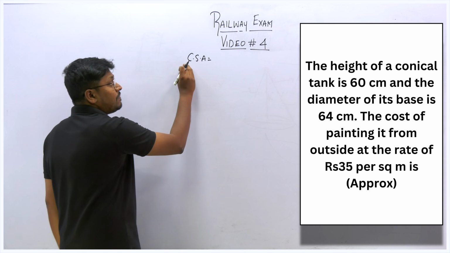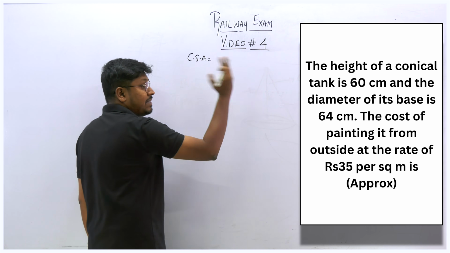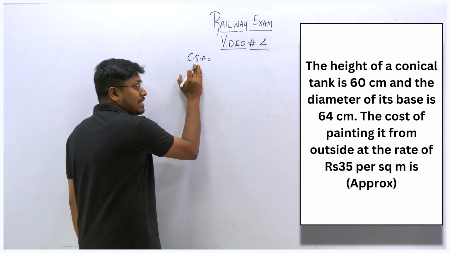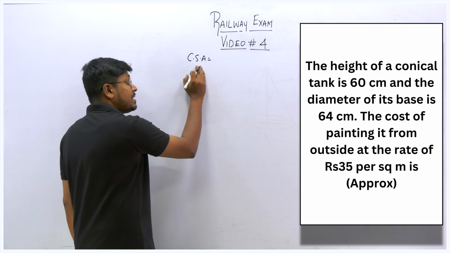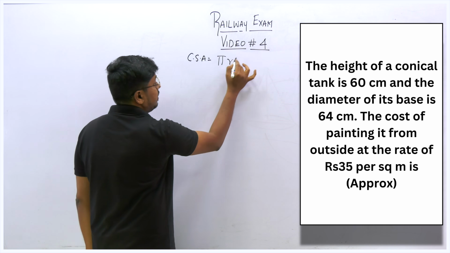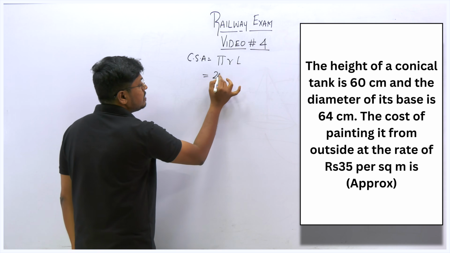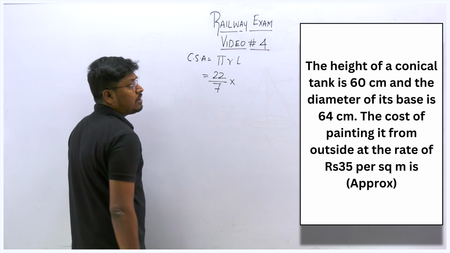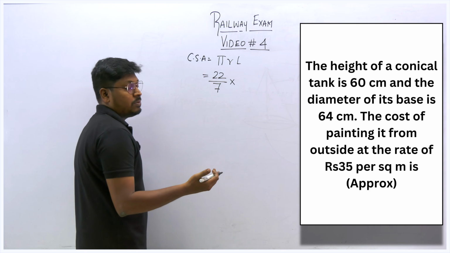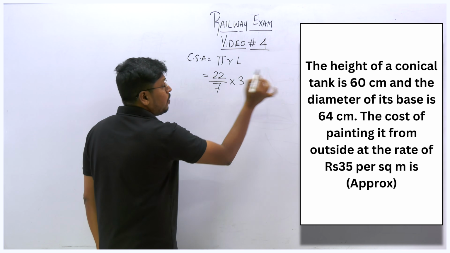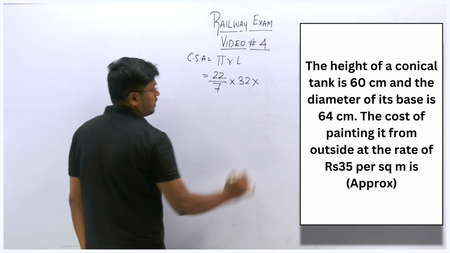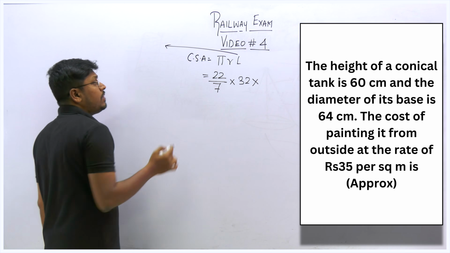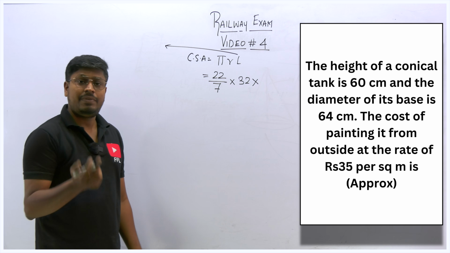So we have to first find the total curved surface area of the conical tank. For that, the curved surface area formula is pi r l. What are the values that we know here? Pi will be 22 by 7. The radius: the diameter is 64, so the radius will be 32. Next will be l, the slant height. Do we know the slant height value? No, so we have to find it.